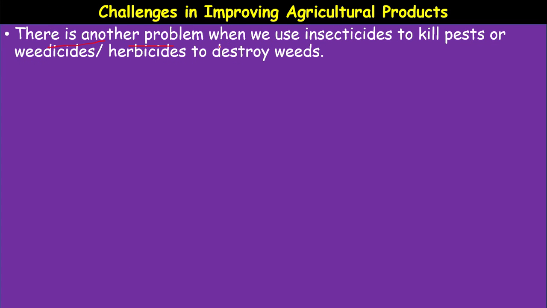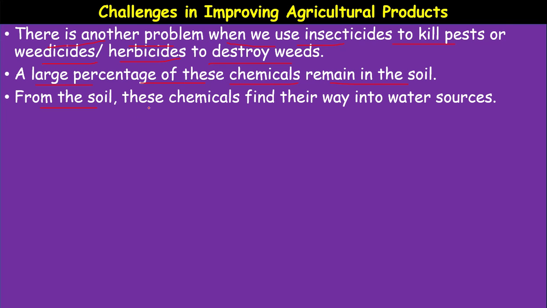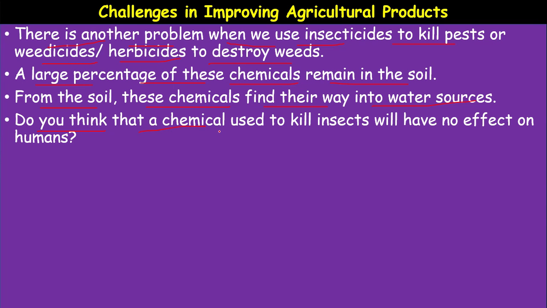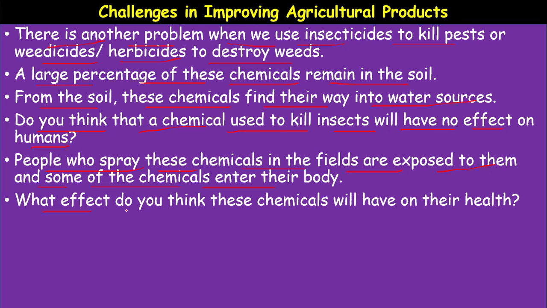So, there is another problem when we use the insecticides to kill the pests, or weedicides or herbicides to destroy the weeds. A large percentage of these chemicals remain in the soil, and from the soil these chemicals find their way into the water sources. So, do you think that a chemical used to kill an insect will have no effect on humans? No, definitely it has some effect. Okay. So, the people who spray these chemicals in the fields are exposed to them, and some of these chemicals enter their body.